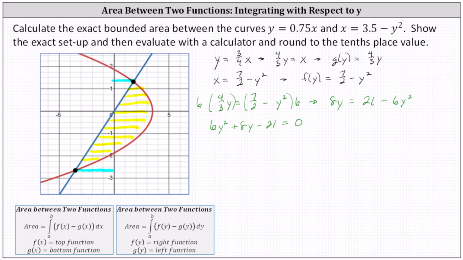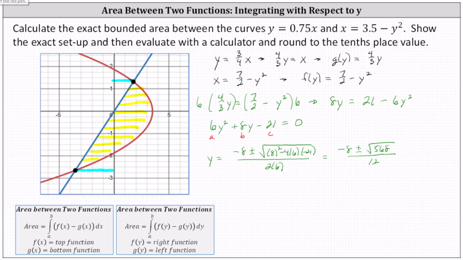We'll have to use the quadratic formula to solve for y, where we have a equals 6, b equals 8, and c equals negative 21. This gives us y equals negative b, which is negative 8, plus or minus the square root of the quantity b squared minus 4ac, which is the square of 8 minus 4 times 6 times negative 21, all divided by 2 times a, which is 2 times 6. Simplifying, we have negative 8 plus or minus the square root of 568, all divided by 12.